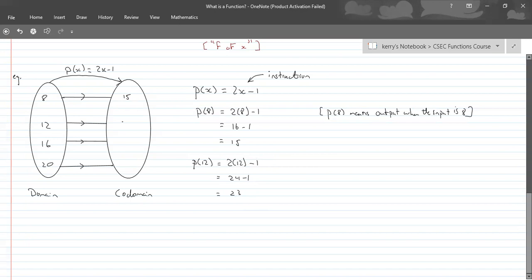You could always pause the video to try and figure out these two here, but feel free to pause the video. And since you tried it, 2 by 16 is 32. 32 minus 1 is 31. And then lastly, 2 by 20 minus 1 will give us 40 minus 1, which is 39.